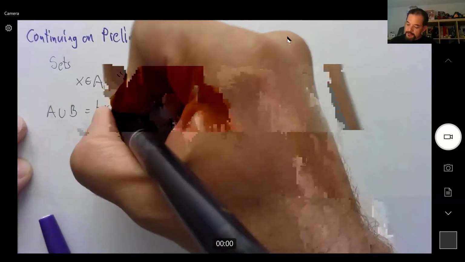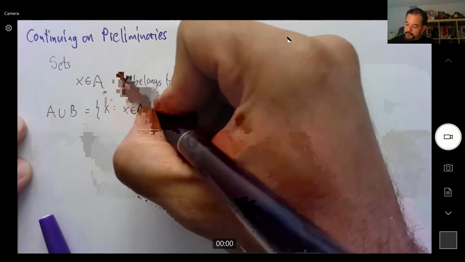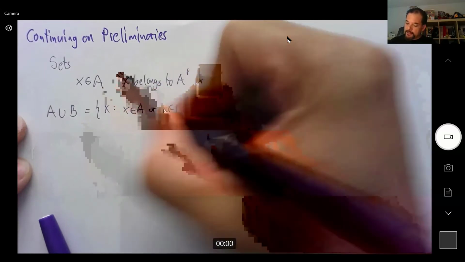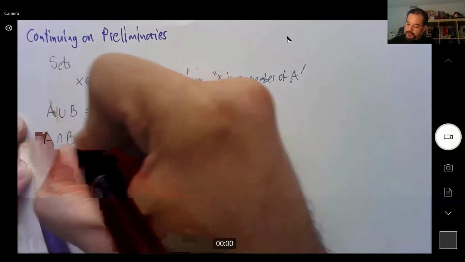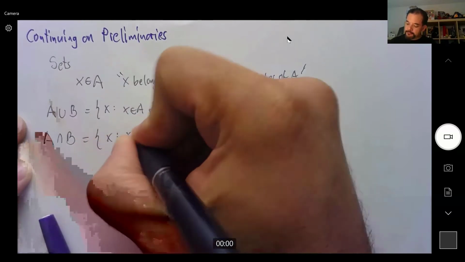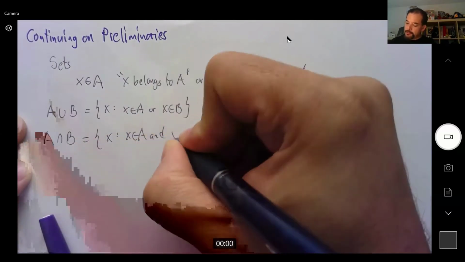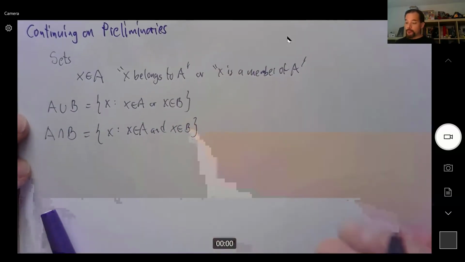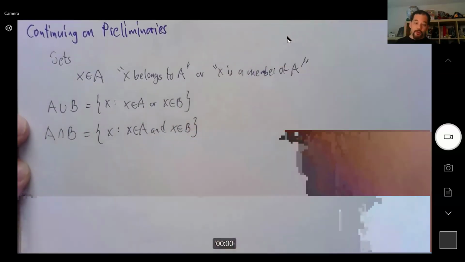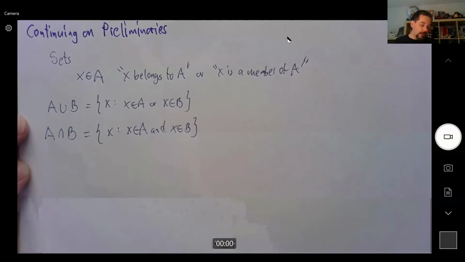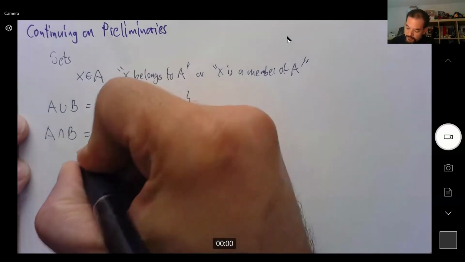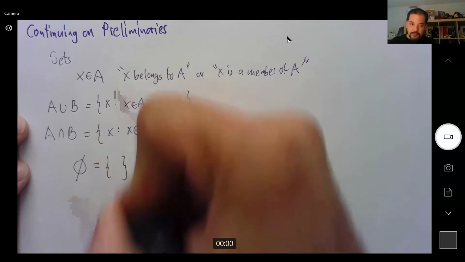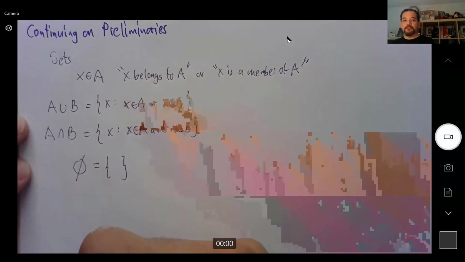These are the x's such that they belong to A or they belong to B. We talked about their intersection. So this is all common language that we assume you know what it is and how it works. So here are a few other ones. We have a very important set, which is the empty set, the set that has no elements. There's only one of them.